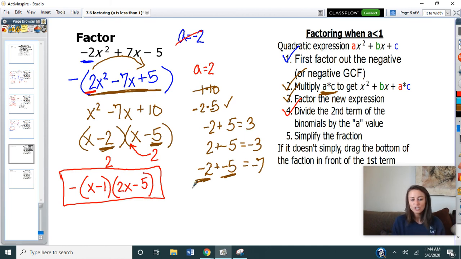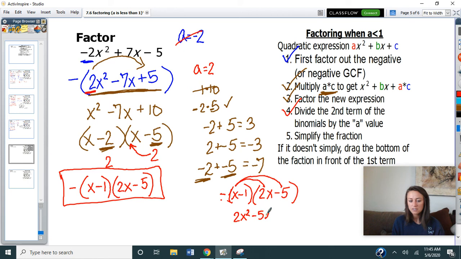I'm going to show you how to check your work real quick. You can distribute out. I think it's important to see why it relates and how it works. If you distribute x times 2x, you get 2x squared. If you distribute x times negative 5, you get negative 5x. Then you have to distribute the negative 1 to everything. Negative 1 times 2x is negative 2x. Negative 1 times negative 5, the two negatives make positive 5. You combine the middle terms: negative 5x minus 2x is negative 7x, plus 5.